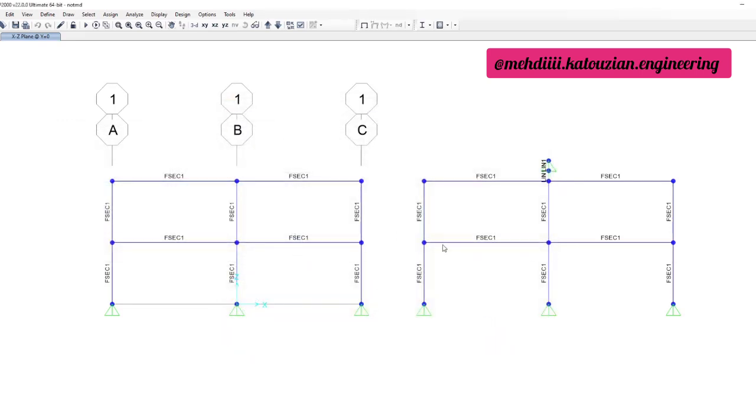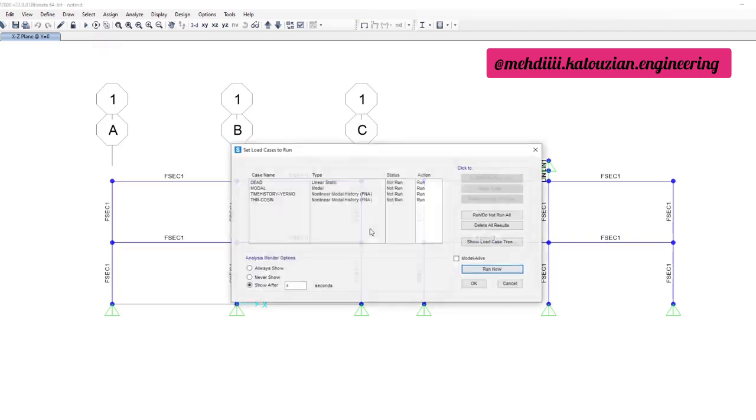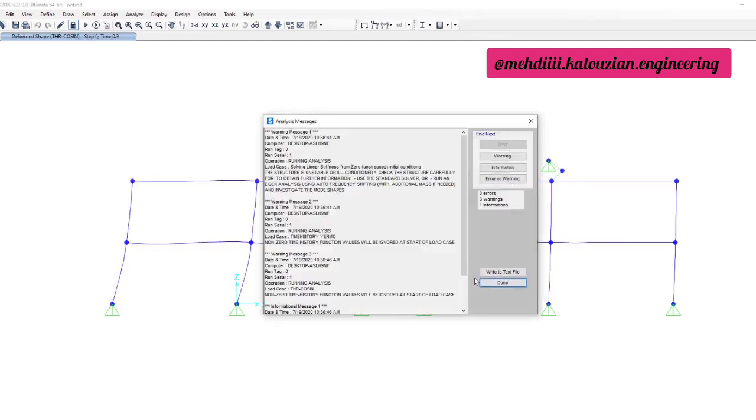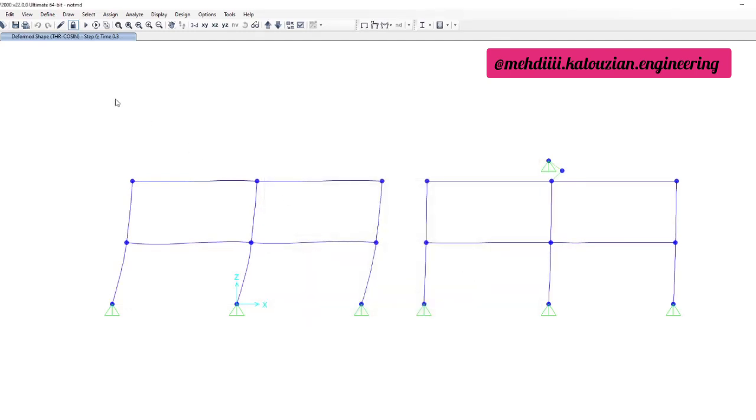Okay, now everything is done. Just go to run. Also, you have to define the model, but I already defined this easy part of the model analysis. Yes, this is the structure response. The first deformation is the cosine.